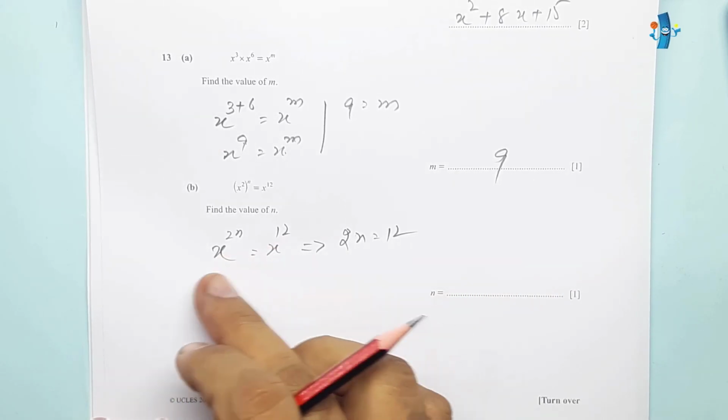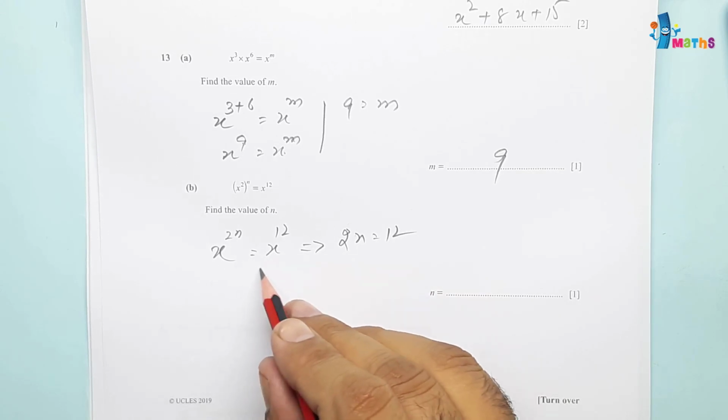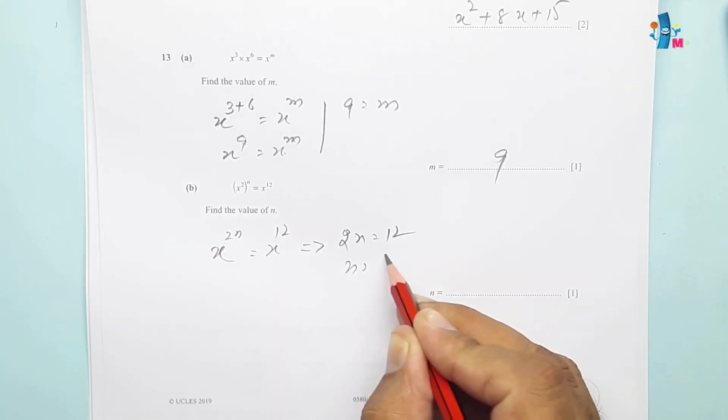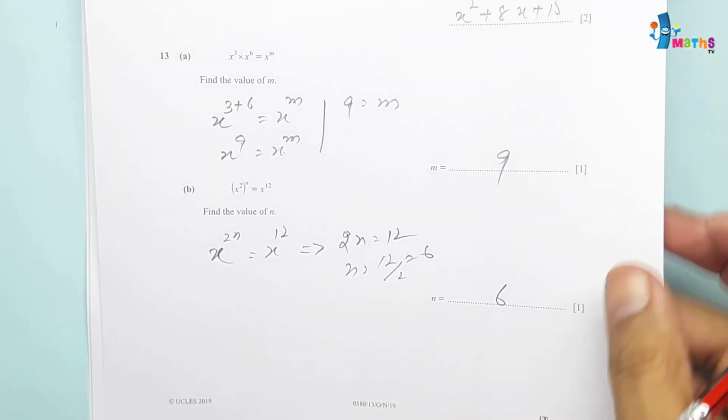Bases we can leave, x is the same, so powers we can take. If bases are the same, we can leave them and we can equate the powers. So n will be equal to 12 by 2, which is equal to 6. So n is equal to 6.